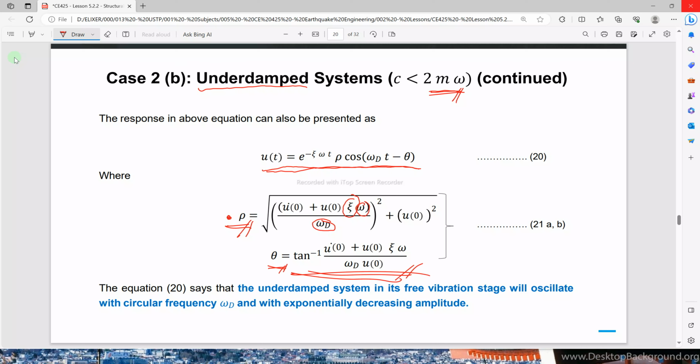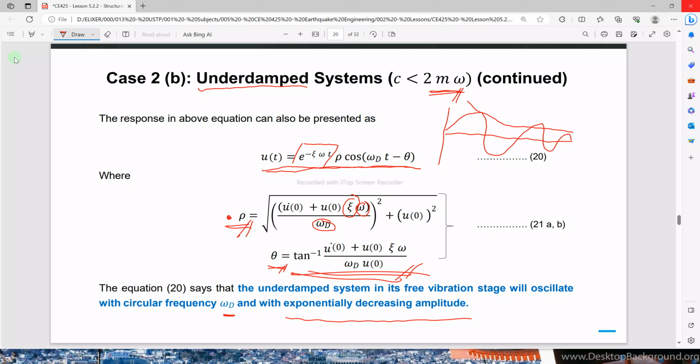So equation 20 says that the underdamped system in its free vibration stage will oscillate with circular frequency ωd and will exponentially decrease in amplitude. So we have here an exponential function, meaning its decay, or its amplitude, decreases exponentially. That is the behavior of the underdamped system.